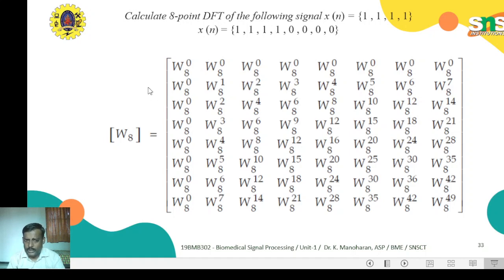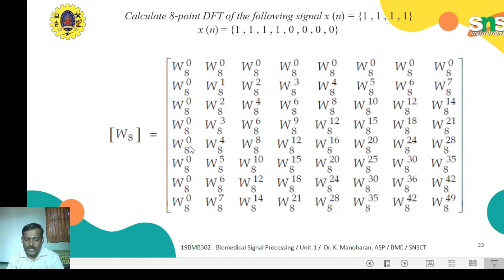So here we will get a 1. For k equal to 1, we multiply 1 into all the values 0, 1, 2, 3, 4, 5, 6 and 7. Here k equal to 2, so 0, 2, 4, 6, 8, 10, 12, 14. Here k equal to 3, so 0, 3, 6, 9, 12, 15, 18, 21.